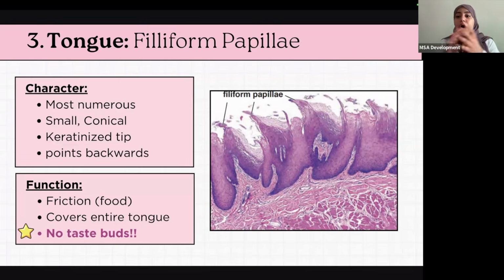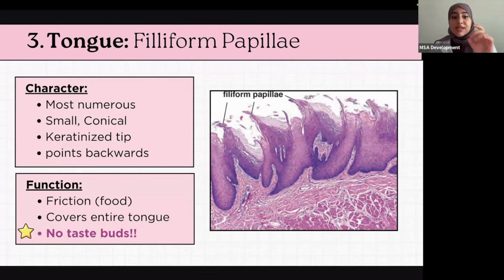I'll explain right now. On the tongue, it's the most numerous. It does not have taste buds. Now, a lot of these lingual papillae and the rest of the lingual papillae do have taste buds. This is the only one that does not have a taste bud. And remember, this is so important and so high yield, and you will probably get tested on this. And I'm telling you right now, remember it.